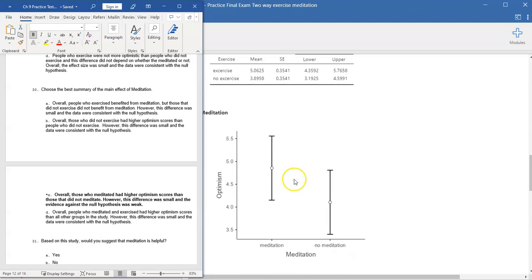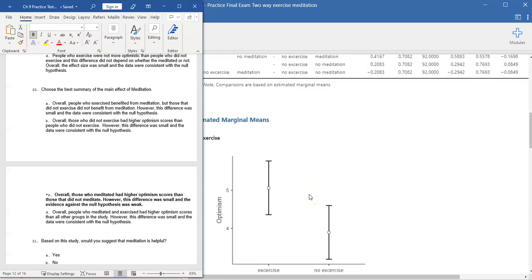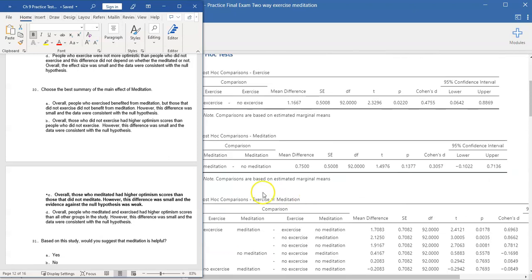So again, you can see that meditation led to slightly higher scores, it looks like. There's a fair amount of overlap, but let's go up and look at the p-value here for the meditation. You have a p-value of 0.14. And that's not very compelling. It's weak evidence against the null.